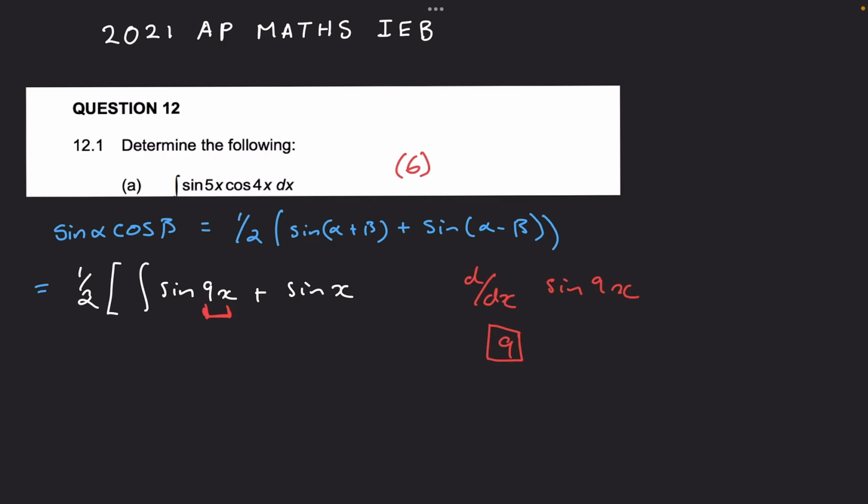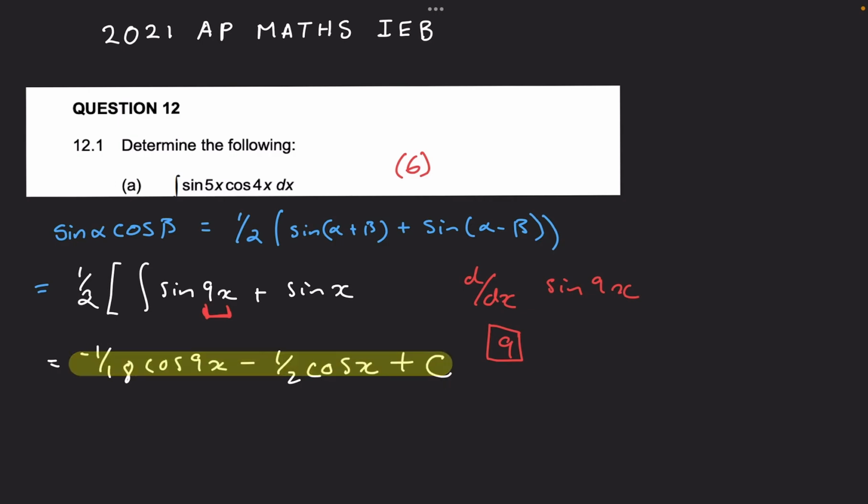And these all change to negatives when you do the integration of that, since it's the opposite of differentiation, and that will give us negative 1 over 18 cos 9x minus a half cos x. And of course, plus c, since we know that integration gives us a family of solutions and not just a single solution. Hopefully that made a lot more sense.